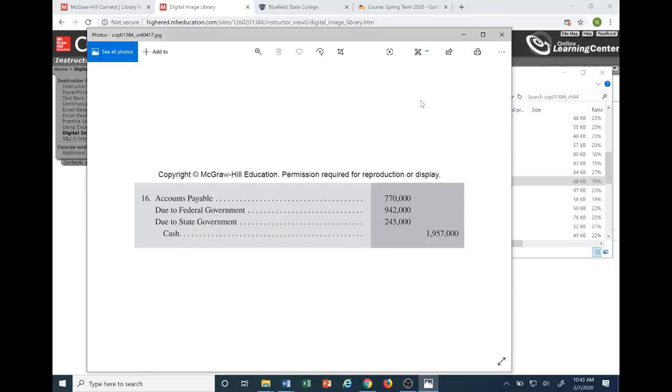So we're going to debit accounts payable of $770,000, right? Because it said we paid all those accounts off, and this says we also paid off what was due to the federal and state governments, right? So we're going to debit the due to those as well of 942 and the 245, which is the stuff that's relating to the payrolls, the match, and what came out of the employees' checks, right? And then the accounts payable is just other items, but we're paying it all at once.